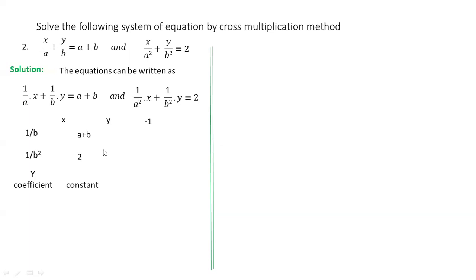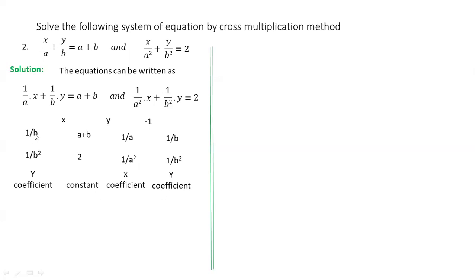A plus b, 2. X coefficients, that is 1 upon a, 1 upon a square. You can see for yourself, verify it. 1 upon a, 1 upon a square. Then again, y coefficient. This 1 upon b, 1 upon b square.